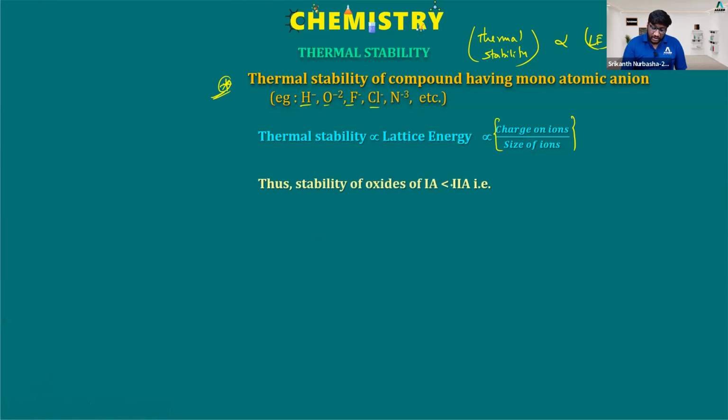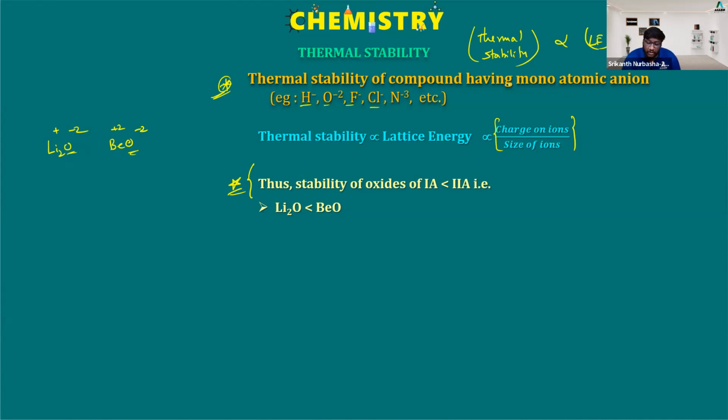Thus, the stability of oxides of 1A is less when compared to 2A. Why? We take the oxides Li2O and BeO. Li2O has Li plus 1 and O minus 2. BeO has Be plus 2 and O minus 2. One lithium exists only in the plus 1 state. So which is differed here? Charge is differed. So which is the common ion now? O minus 2 is the common ion.